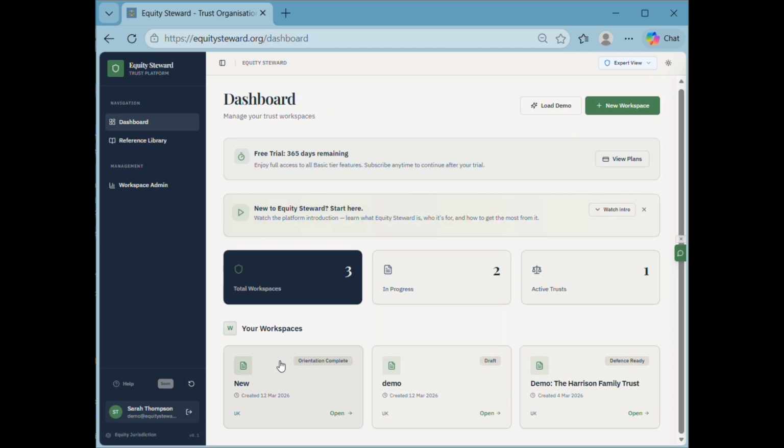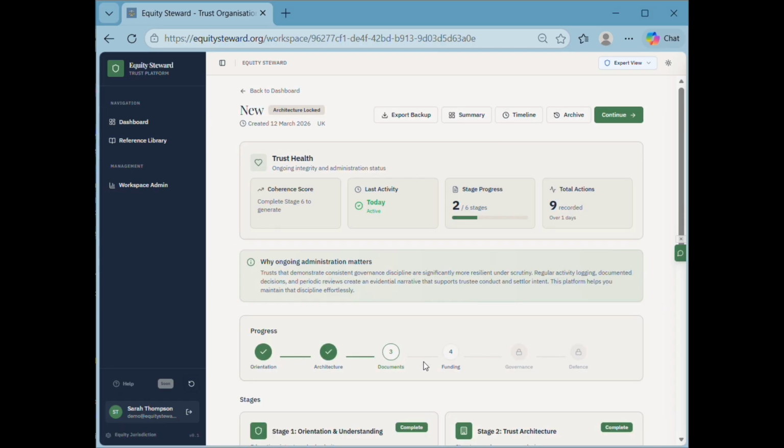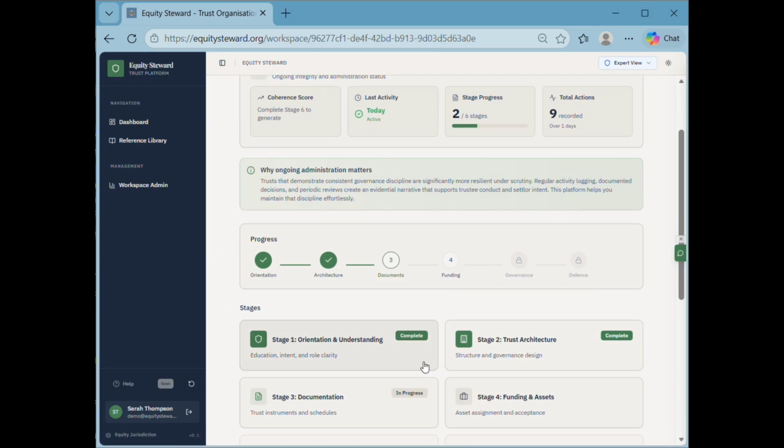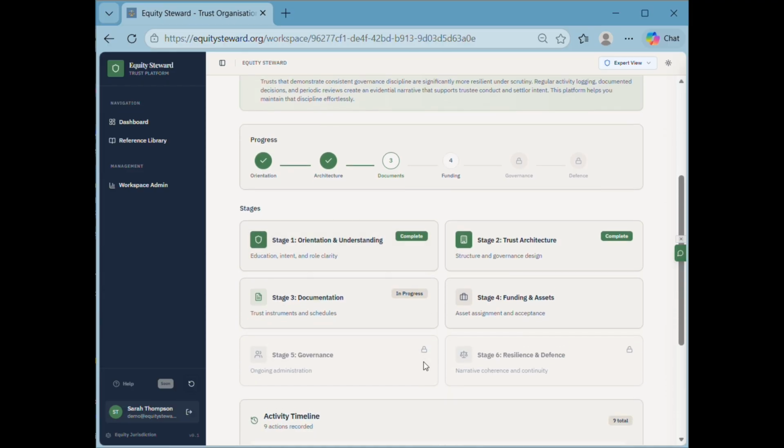Practical use of Stage 2. In practical terms, this stage provides trustees with a stable structural reference. Later, administrative actions can be understood in relation to the architecture recorded here. Decisions recorded in governance stages, asset movements recorded in funding stages, and documentation assembled in later stages all remain anchored to the structural framework defined in Stage 2. This is where the trust begins to take a stable administrative shape.